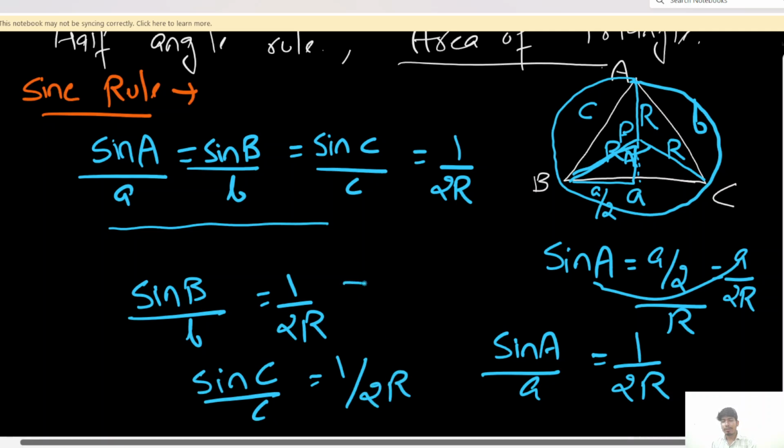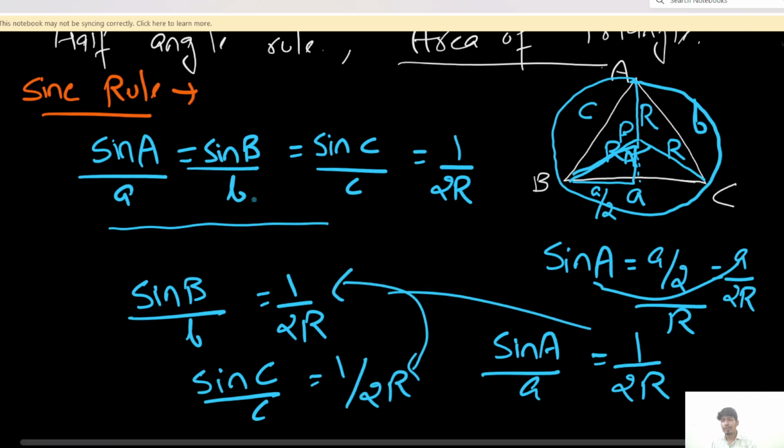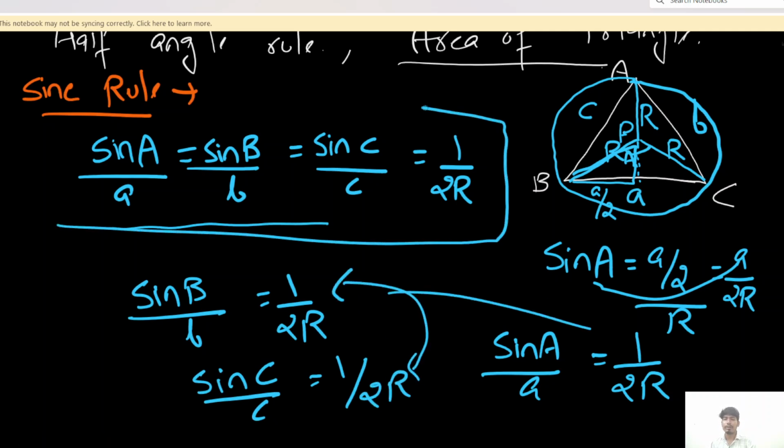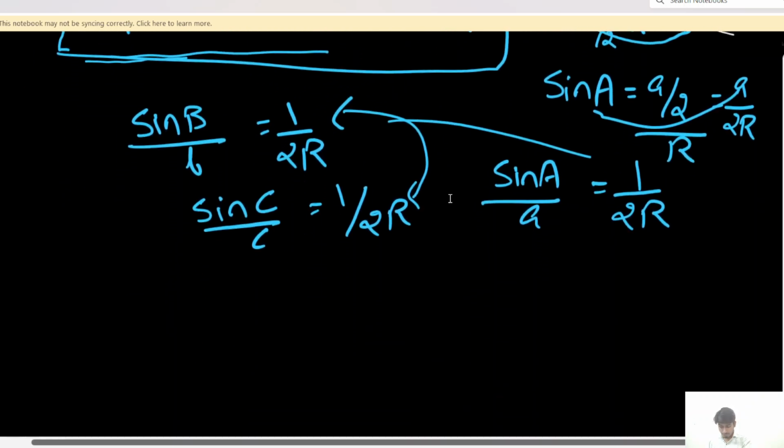Then we compare these three equations, and we get a combined equation: sine A upon a is equal to sine B upon b is equal to sine C upon c is equal to 1 upon 2R, where R is the distance of a vertex of the triangle from its centre. Okay students, this is our sine rule, and it is very important. We will do the best questions on this rule.